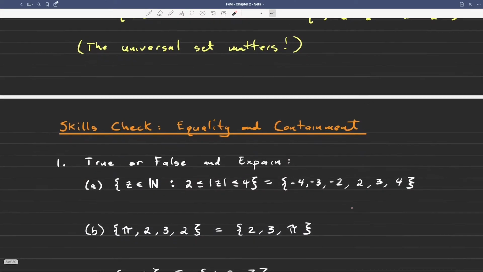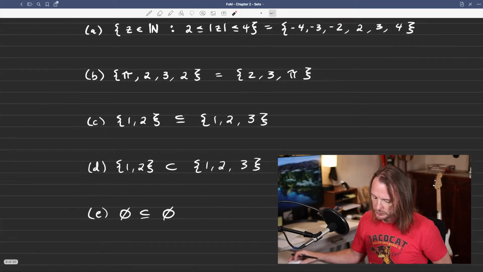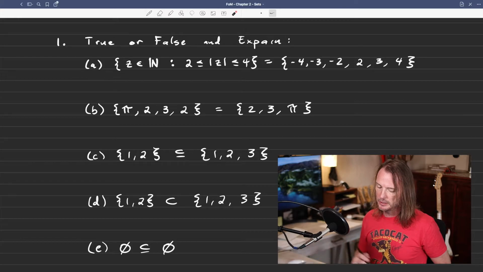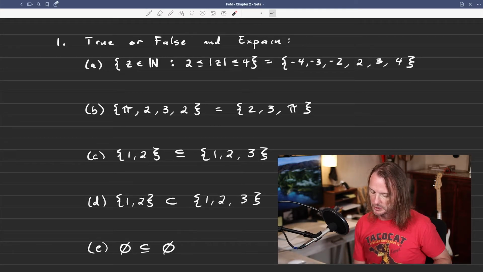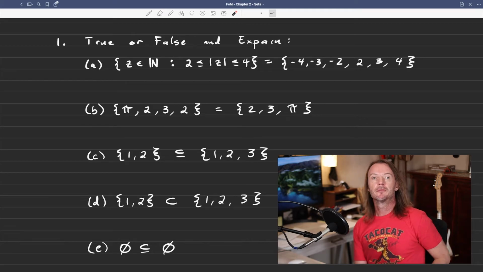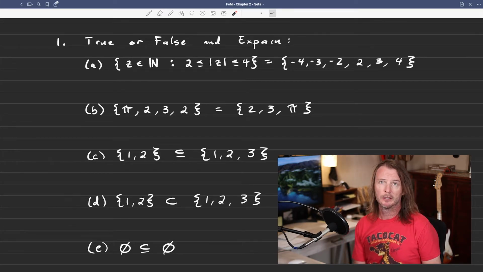Okay, so let's take a little break to do a skills check. This should be a quick one. We have just one problem with 5 parts here. It's a true or false problem. For each of these sets, I want you to say true or false whether the expressed relationship of equality or containment is true, and explain your answer. Take a few minutes and do this, press pause on your video, and I'll wait for you right here.